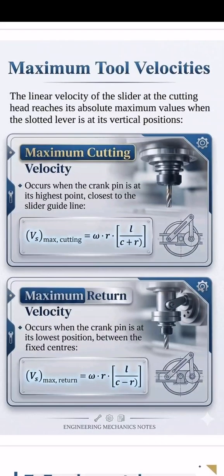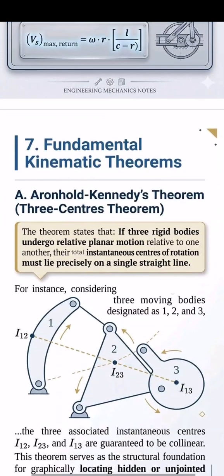Maximum tool velocity. The linear velocity of the slider at the cutting head reaches its absolute maximum value when the slotted lever is at vertical position. Maximum cutting velocity occurs when the crank pin is at its highest point, closest to the sliding guideline: omega r L by (c plus r). Maximum return velocity occurs when the crank pin is at its lowest position between the fixed centers: maximum return velocity is omega r L by (c minus r).